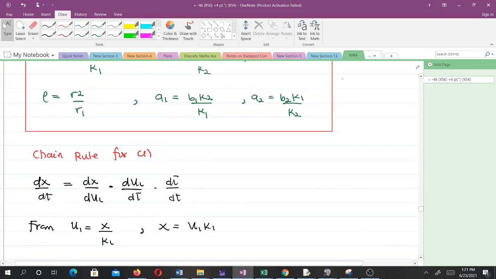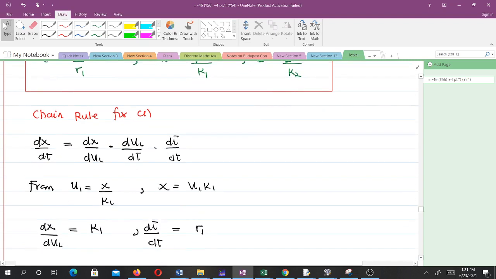So we have to use the chain rule. This is going to be the chain rule for equation 1. So we have dx/dt equal to dx/du1, the new dependent variable, times du1/dtau, over the new independent variable tau, times dtau/dt. Okay, so we want to change this to this. That means we have to find dx/du1 and we have to find dtau/dt.